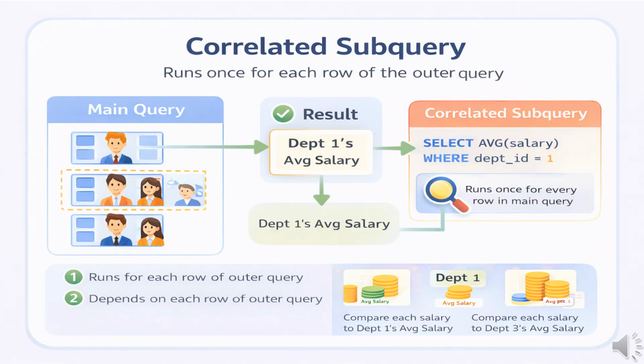Here is the correlated subquery example. For each employee, it calculates the average salary of their department. Then it compares that employee salary with their department average. This runs for each row, different average for each department.